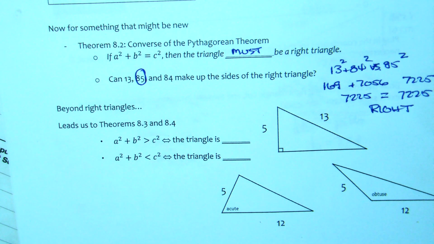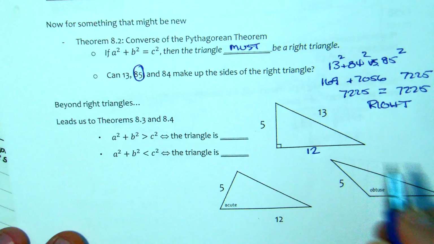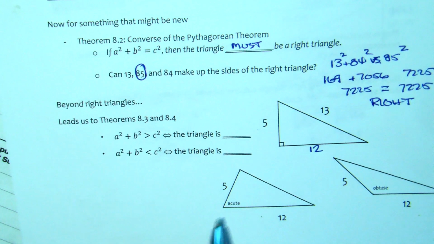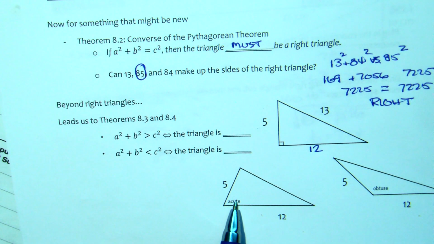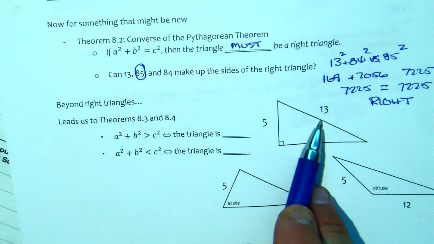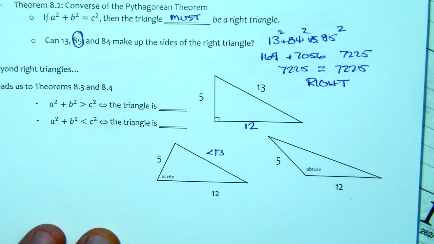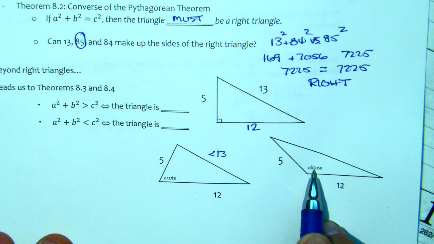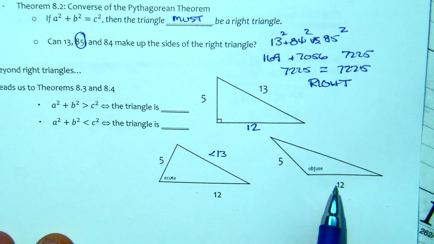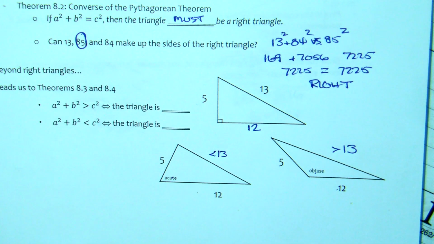Now, what we want to do is use it beyond right triangles, because not every triangle is right. All right, so here's the right triangle with 5 and 13. If we use triples, it's 12. If we make the right angle acute by making it smaller, 5 stays the same, 12 stays the same, but the opposite side gets smaller, so that's less than 13. If we make the angle obtuse, bigger than a right angle, you'll notice once again the 5 and 12 stay the same, but now instead of less than 13, it's bigger than 13.